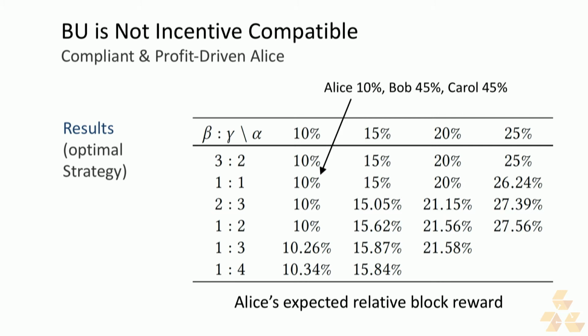However, as you can see, for many entries in this table, the relative block reward is higher than the mining power share. In this entry, with 25% of mining power, Alice can actually get 27% of all the block rewards, which means BU mining protocol is not incentive compatible, even if all miners are compliant.